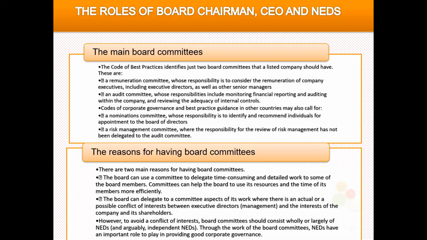And these people, in situations where the risk management responsibilities have not been discharged to the audit committee, handle risk management issues specifically. Sometimes the audit committee will handle risk management issues because risk management is tied to internal controls and tied to audits. But sometimes if it's separated, the risk management committee will take care of risk management issues specifically.